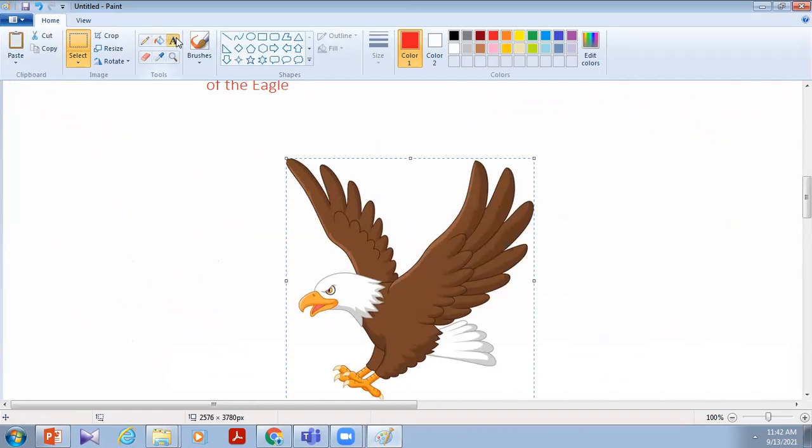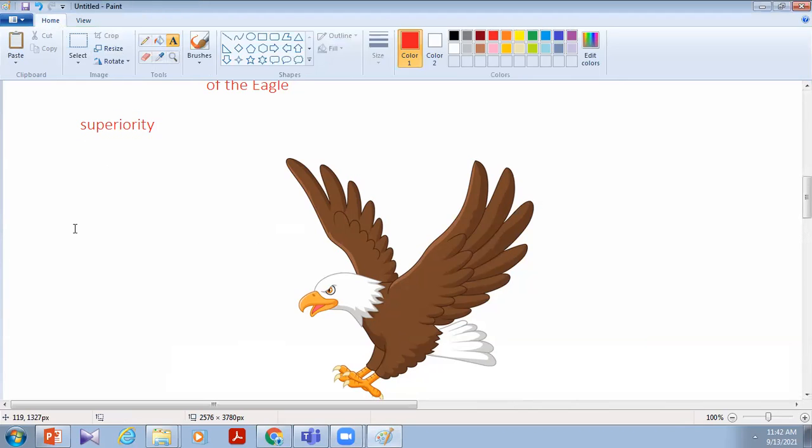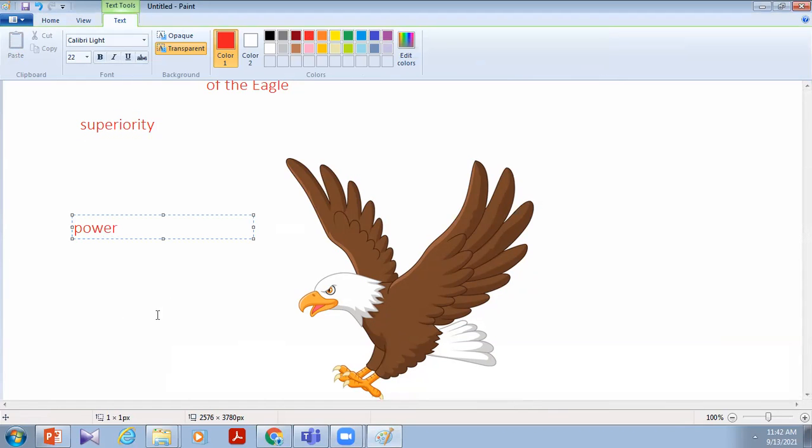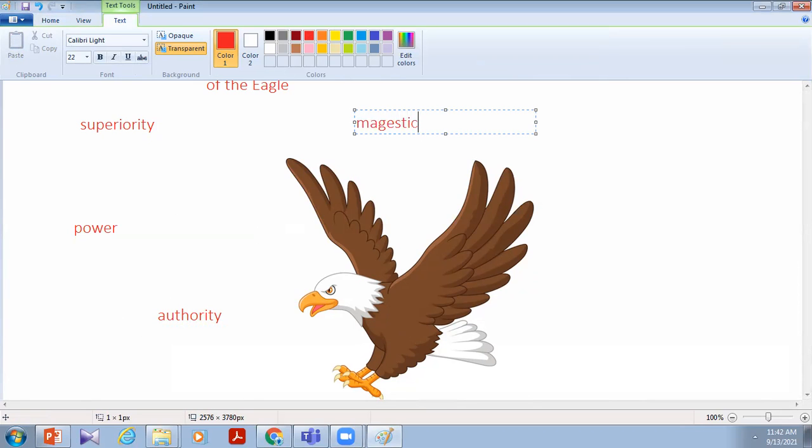Okay, what does the eagle symbolize according to you? Give me your answers, up to whatever we have discussed, what you understood. Eagle as something superior. Okay, eagle to show the superiority of nature. What else? Power. Yes, power. You can say authority, right? Authority. You can say majestic. Majestic. What else? Danger. Okay, danger and power go together. What else?